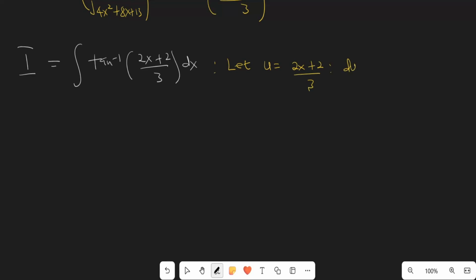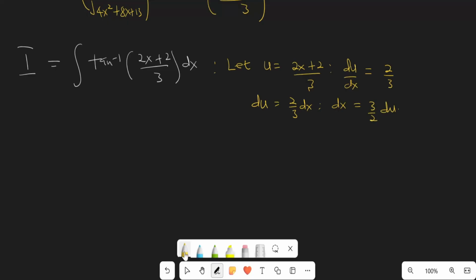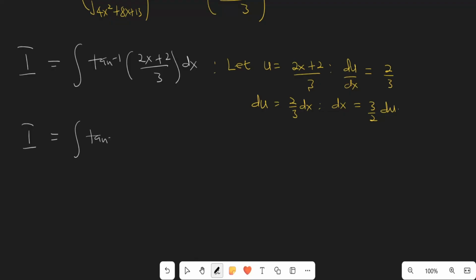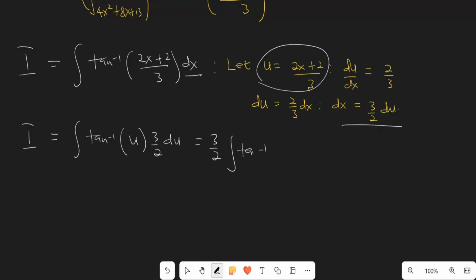So that implies that du over dx is what? 2 over 3. So that implies that du is 2 over 3 dx, and then dx is equal to 3 over 2 du. So we can take our integral from the x world into the u world. So I is going to be the integral of the tan inverse of (2x plus 2)/3, that is u. And then dx is the same as 3 over 2 du.